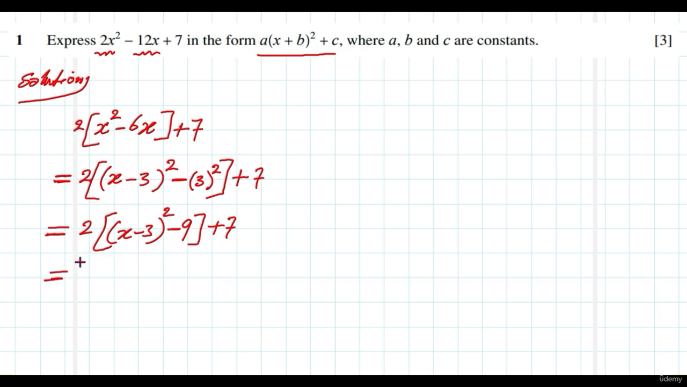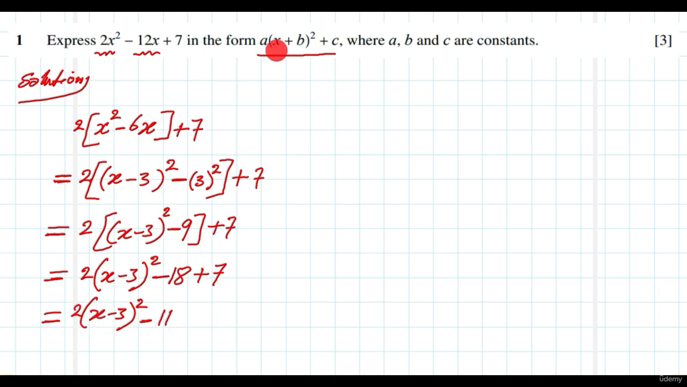So further simplification is by multiplying this number by each term. 2 times (x minus 3) all squared, then 2 times negative 9 is negative 18, then plus 7. Then equals 2 times (x minus 3) all squared, then negative 18 plus 7 is negative 11. Now you see that this is almost similar to that given in the question. By comparison, you can say that c represents negative 11, a is 2, and b is negative 3.